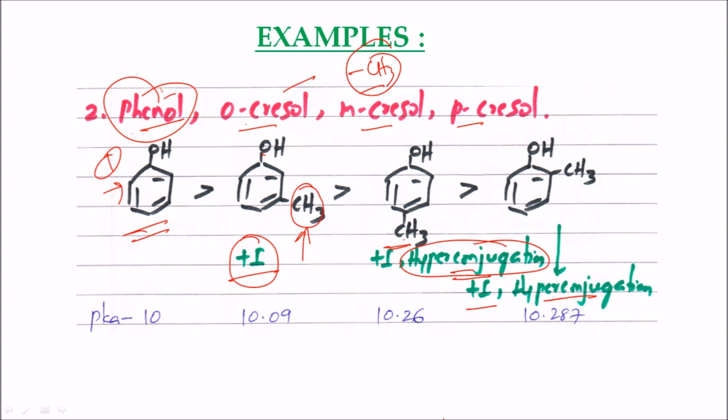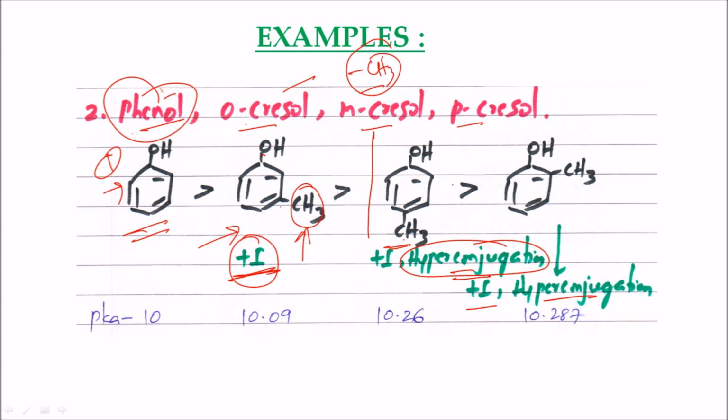Okay, and if it destabilizes the phenoxide ion, it means it should have less acidic nature or acidic strength. So we can see, right, in para and ortho we have hyperconjugation, so these come at last. Okay, there is no hyperconjugation in the case of metacresol, so it comes second in the list, because only the plus I effect is operating in this. So only plus I, it comes second.